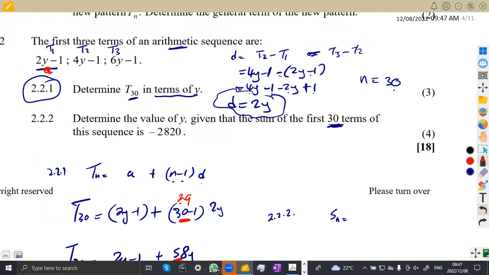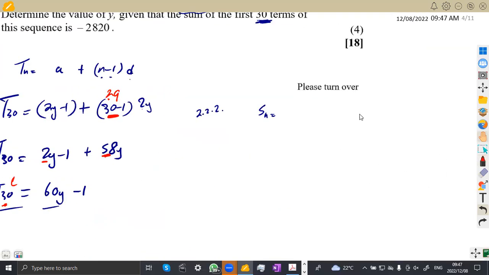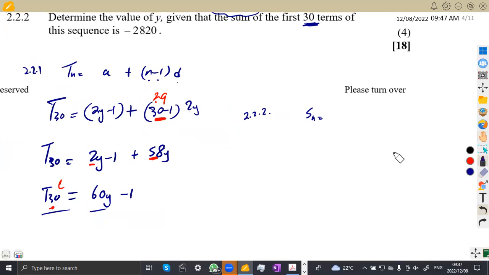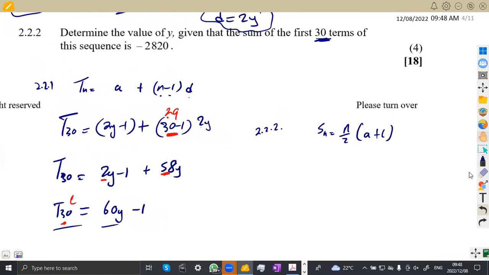We've got our A. So you can use the shorter formula of Sn being equivalent to n over 2 into A plus L, because it's for the 30 terms. All right. So the sum of the first 30 terms is equivalent to negative 2,820. So Sn is negative 2,820 equal to n over 2. Our n is the 30 terms that we are talking about. So that's our n. So it's 30 over 2 into A plus L.